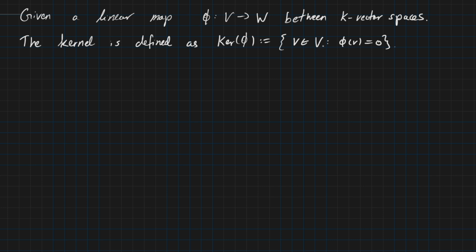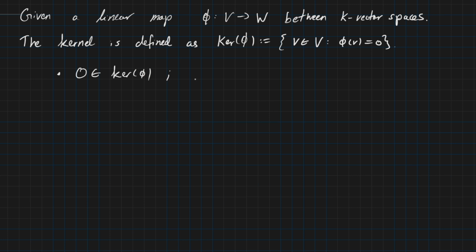And we want to show that the kernel is a subspace of V. For this, we need to prove or check three properties. First, 0 is inside the kernel of phi. But this is easy to see because 0 is always mapped to 0 by linear maps.